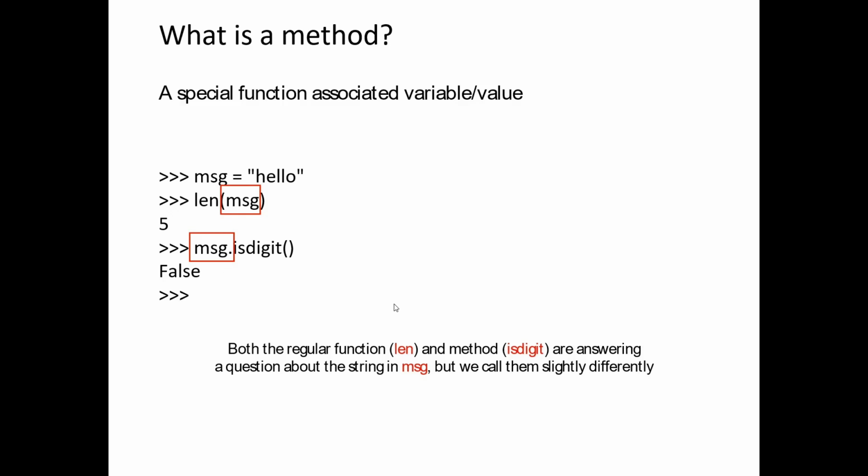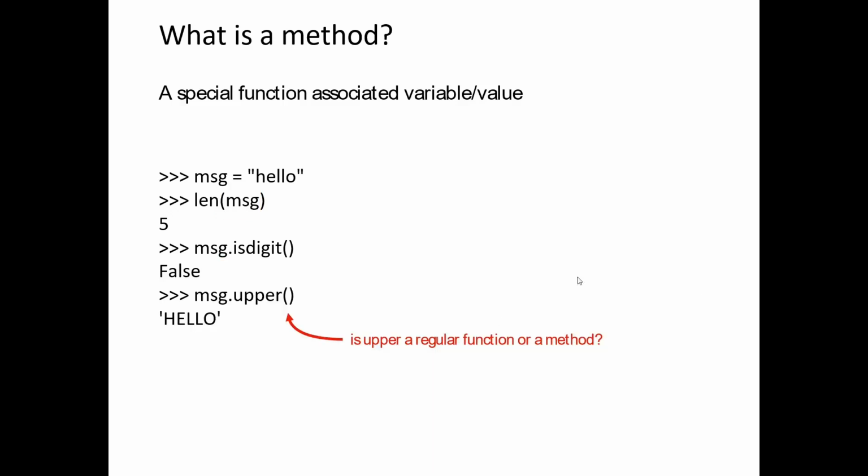So we call them slightly differently, using this dot notation here, or putting it in parentheses there. All right, so here's another example. Message.upper. Upper is just a function that's going to change whatever the string is into all uppercase letters. If it's already all uppercase letters, it doesn't do anything. It just returns the all uppercase letter version of the same, identical thing.